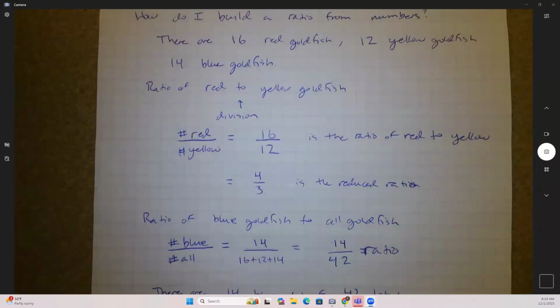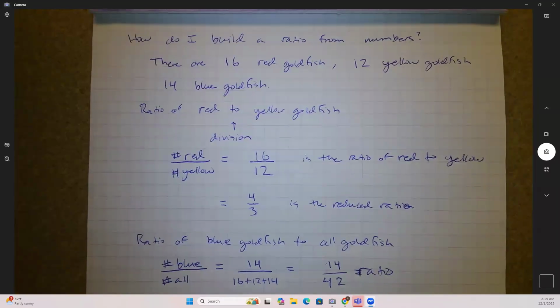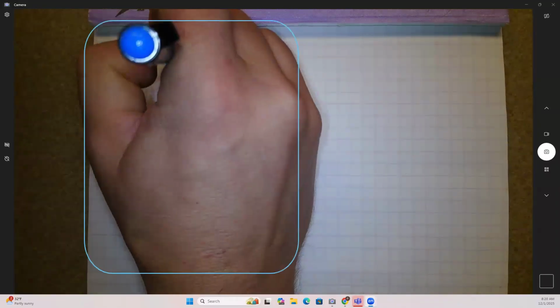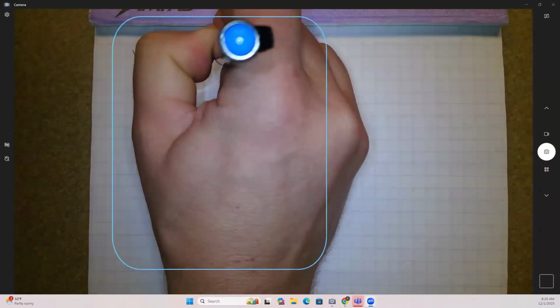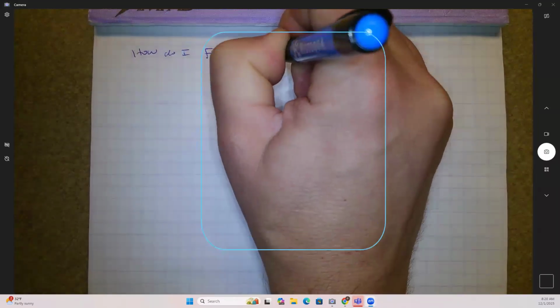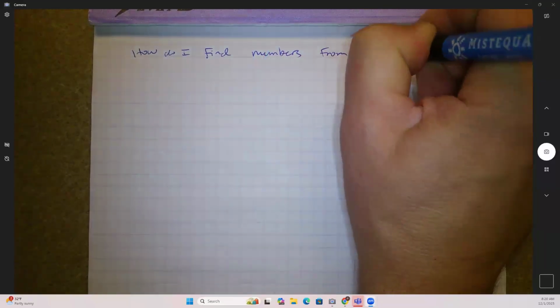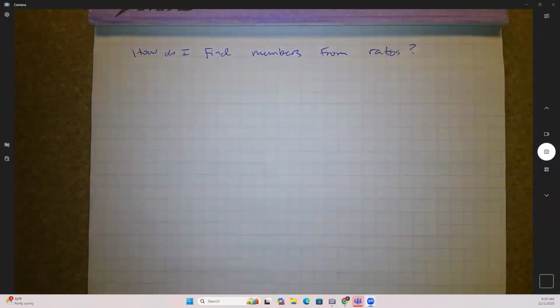Okay, so how do I build a ratio from numbers? That's one question that we might ask. Another question we might ask is, how do I find numbers from ratios? All right, so basically working backwards.